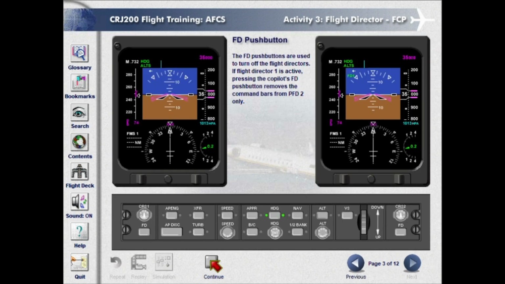FD push button. The FD push buttons are used to turn off the flight directors. If Flight Director 1 is active, pressing the co-pilot's FD push button removes the command bars from PFD 2 only. If Flight Director 2 is active, the pilot's FD push button will remove the command bars from PFD 1, and the command bars remain on PFD 2.